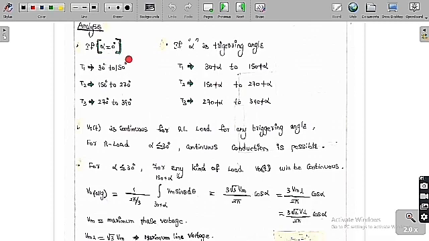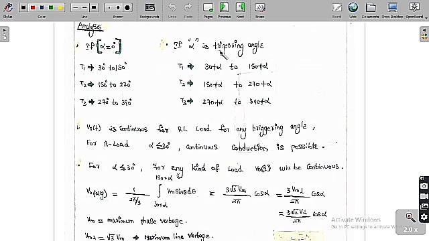If alpha is equal to 0, I have already told you T1 is conducting from 30 degrees to 150 degrees, T2 is conducting from 150 to 270 degrees, and T3 is conducting from 270 to 390 degrees. You can see clearly, if you take the differences, 150 minus 30 is 120, 270 minus 150 is again 120, and 390 minus 270 is 120. So when alpha is equal to 0, the thyristor and the diode behave the same.